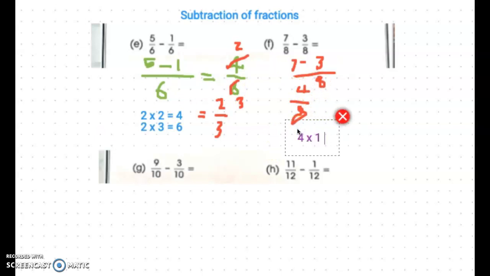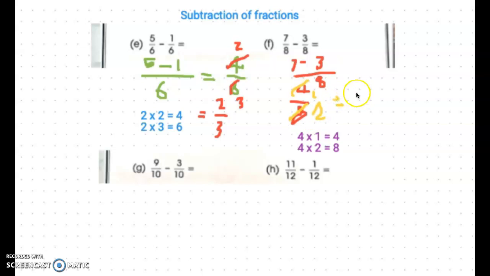4 times 1, I'll get 4, and 4 times 2, I will get 8. So instead of 4, I have to write what? Instead of 4, I will write 1. Instead of 8, I will write 2. So that's my simplified fraction.